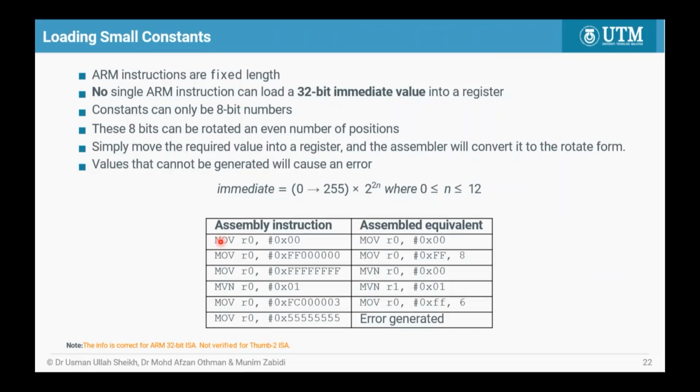So what happened here? If you can see here, MOV R0, and this is the immediate value. You're going to put 0 to R0. Since MOV can only support an 8-bit number, what about if you're going to load a 32-bit number to your register? To do that, you need to use another instruction. You cannot use a MOV instruction to load a value more than 8-bit to your register.